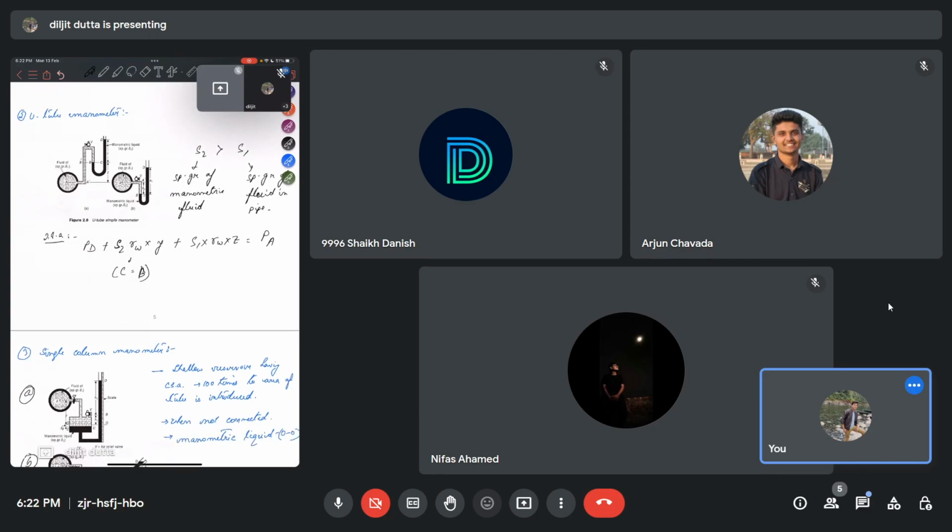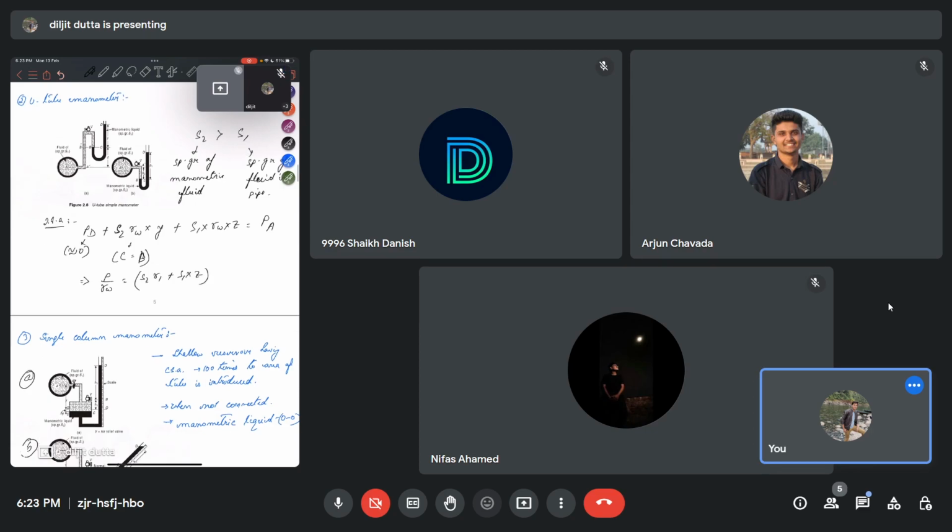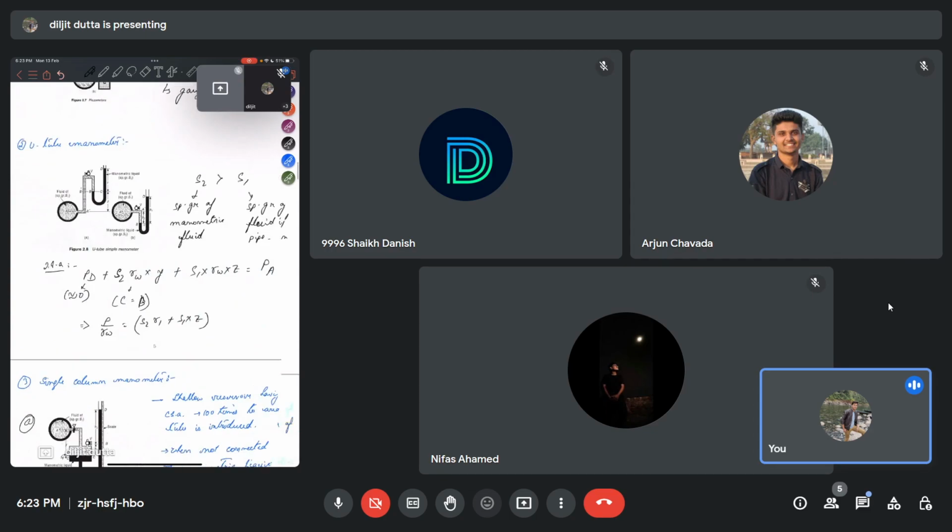So you can get PA simply if we take PD approximately equal to 0, because we are taking atmospheric pressure as negligible, or you can take PA minus PD to get the gauge pressure. So PA by gamma W equals S2 into Y plus S1 into Z. This is the principle of a U-tube manometer.